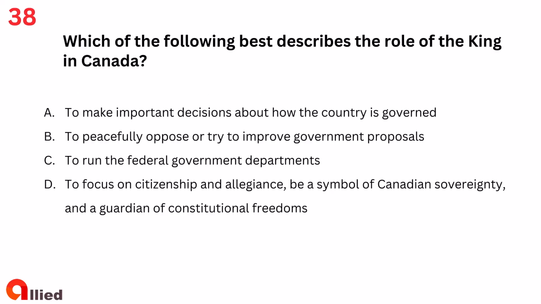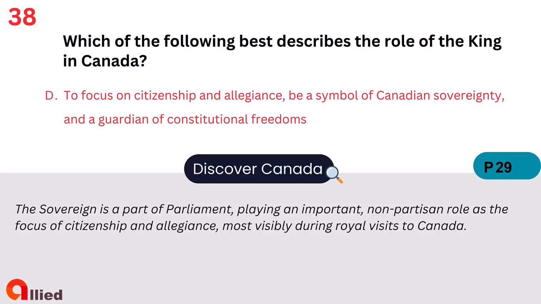Question 38. Which of the following best describes the role of the King in Canada? A. To make important decisions about how the country is governed. B. To peacefully oppose or try to improve government proposals. C. To run the federal government departments. D. To focus on citizenship and allegiance, be a symbol of Canadian sovereignty, and a guardian of constitutional freedoms. The answer is D.